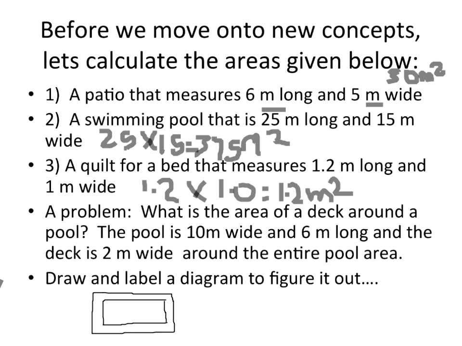All right? Now, I know that the pool is 10 meters wide and 6 meters long, so we must be looking at this the wrong way. That should have been the other way around. That's fine. So we know that the area of the pool is what? What is the area of the pool? It is 6 times 10, which equals 60 meters squared. Excellent. That's what Stephen says.